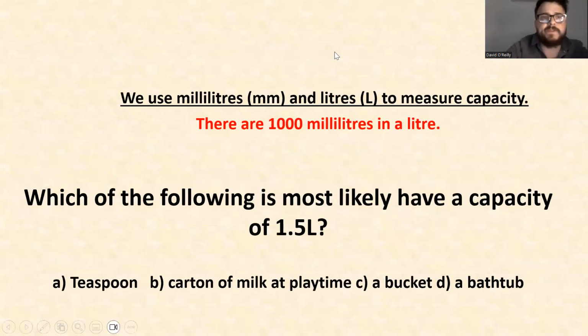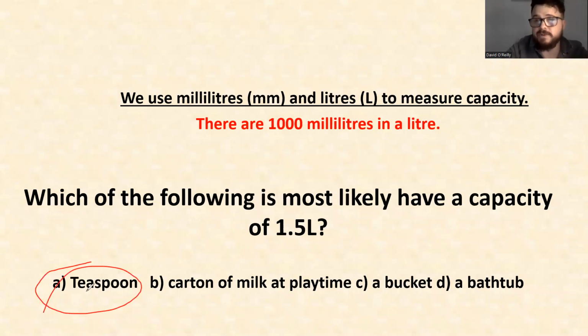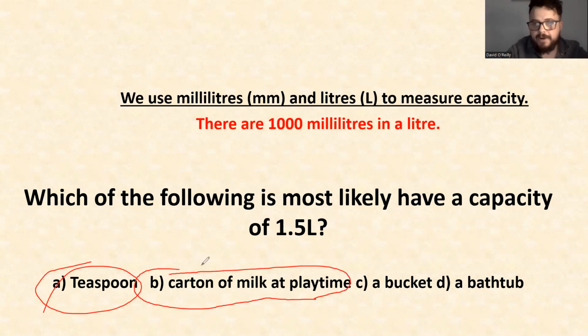So if we look at this question, we know a teaspoon is a lot less than that big bottle of water. And also, we know the measurement of a teaspoon, okay? The carton of milk is similar to the carton of Ribena. Then we've got a bucket and a bathtub. Okay, so how are we going to decide between these two? Which of these is most likely to be 1.5 liters?